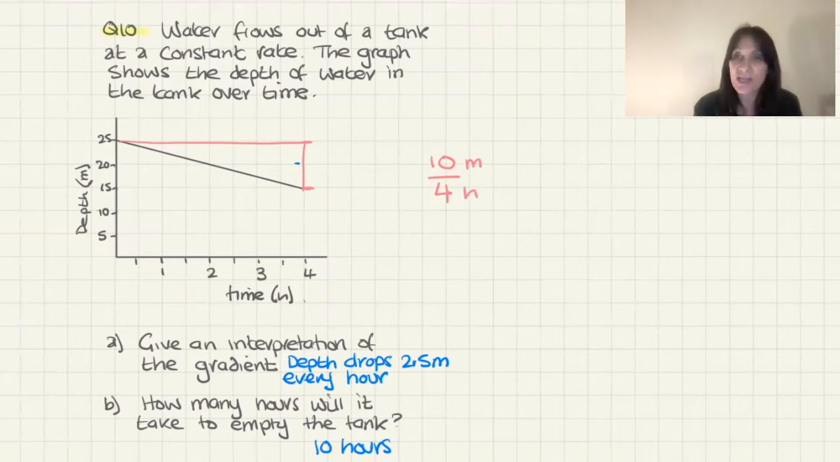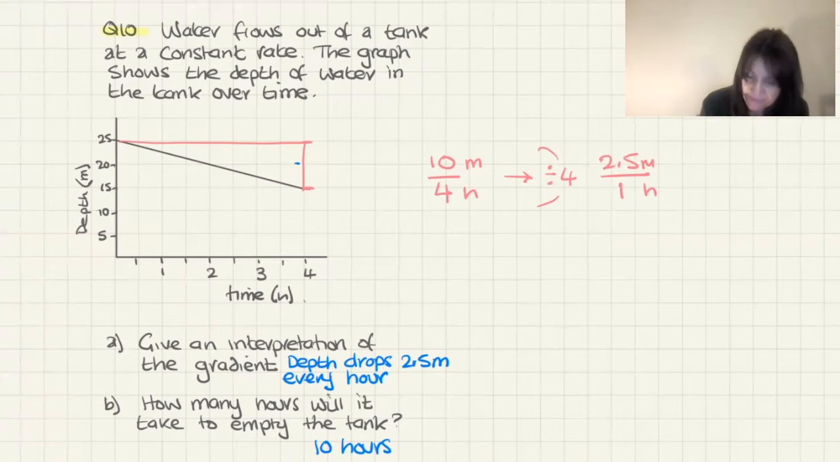Now, we always want to try and go to 1 wherever possible so that we're talking about it in its simplest terms. So I just need to divide by 4, top and bottom, which will give me 2.5 meters over 1. And keeping those units really makes putting that sentence together a lot easier. It then talks about how many hours it will take to empty the tank. To empty that completely, we know from the work that we've just done that we lose 2.5 in 1 hour.